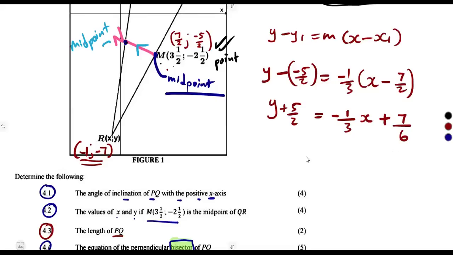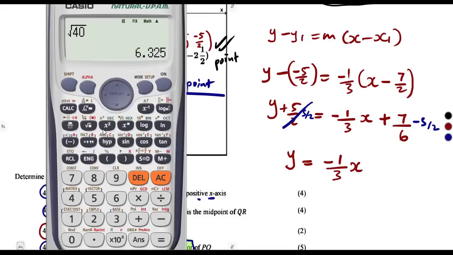All right, then we take the 5 over 2 to the other side, or we simply subtract the 5 over 2 so that this can cancel here. So y is equal to minus 1 over 3 x, plus 7 over 6 minus 5 over 2. Let's see. Okay, remember we fixed our calculator, guys.